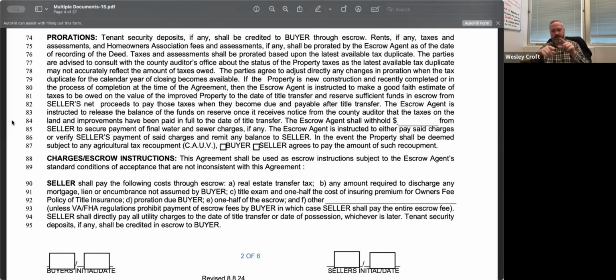So what this is trying to do is to make sure that if there's an outstanding water bill that needs to be paid by the seller, it gets paid by them with this $250 that gets withheld.